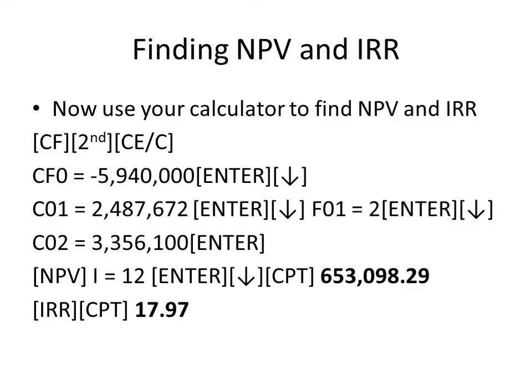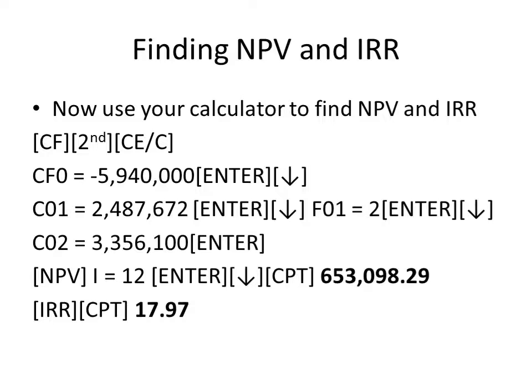What does that mean? It means that this project would create $653,098.29 worth of shareholder value. So that's a real dollar number. And since the goal of financial management is to make our shareholders wealthier, this project would help us toward that goal, so we should accept it. If the NPV was negative, we would reject it because it would be destroying shareholder wealth.